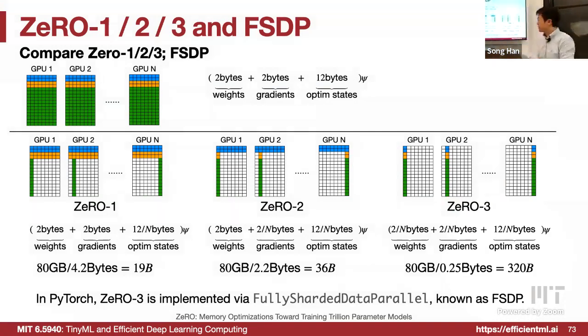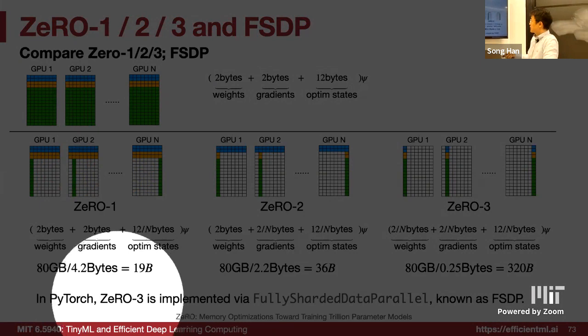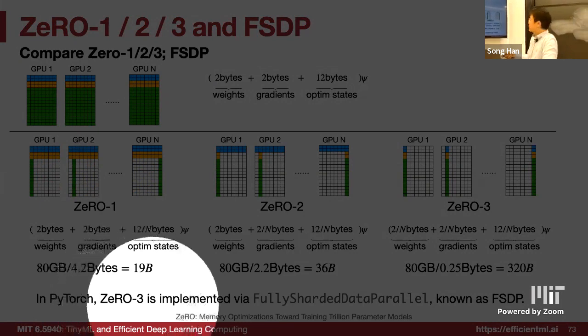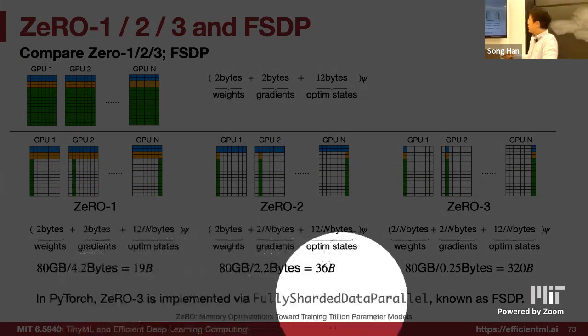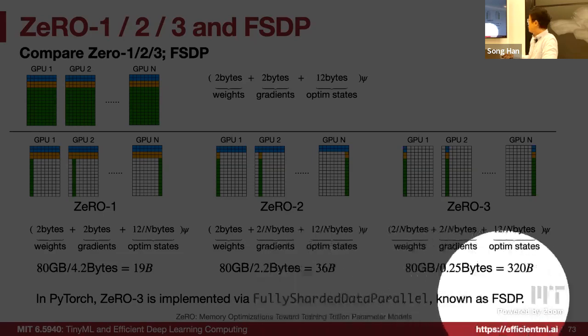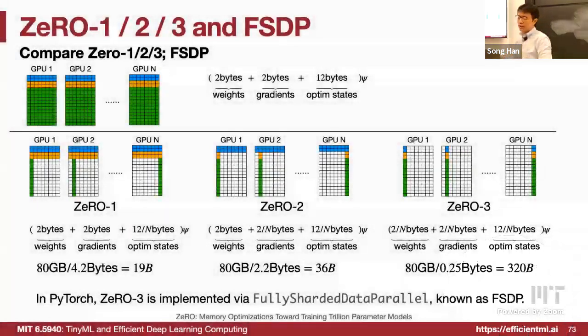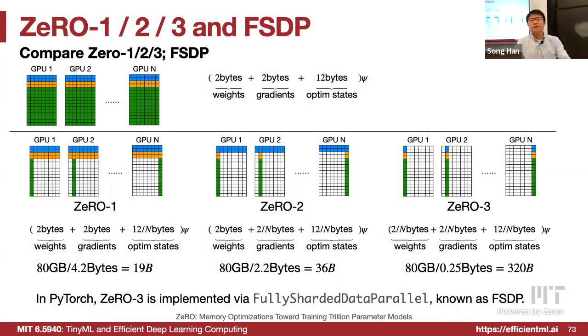In PyTorch, ZeRO-3 is an algorithm proposed by Microsoft. It's implemented as Fully Sharded Data Parallel, known as FSDP, a very widely used library these days. Feel free to try it out.